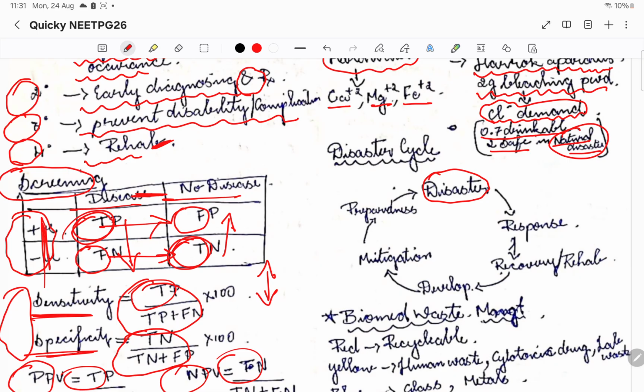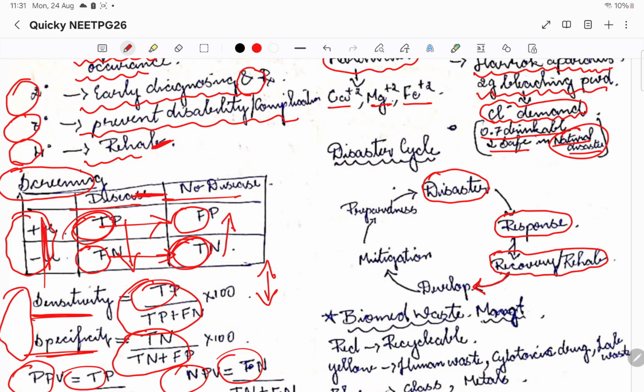Okay, so after a disaster, we all respond, right? So the response is there. Then we do the recovery or rehabilitation. We'll build all the houses and try to rehabilitate. We'll get the JCBs and clear all the rubble that was formed because of the earthquake. So this is the rehabilitation phase, or the recovery phase. Then we'll start rebuilding and redeveloping, right? So we'll do the redeveloping.